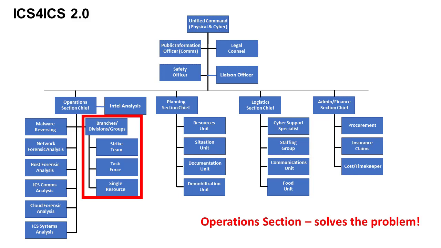Strike teams are 3 to 7 resources of the same type, such as 3 to 7 ICS systems analysts or 3 to 7 network forensic analysts. Task forces are 3 to 7 units of varying kinds and types. For instance, a task force could be made up of 2 network forensic analysts, an OT systems analyst, and 1 malware engineer. A single resource can be any single type as shown on the left, or could be another type not listed.